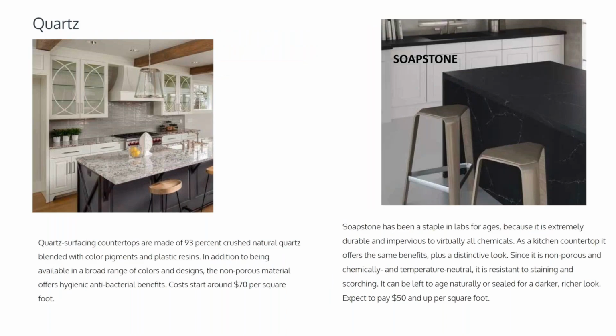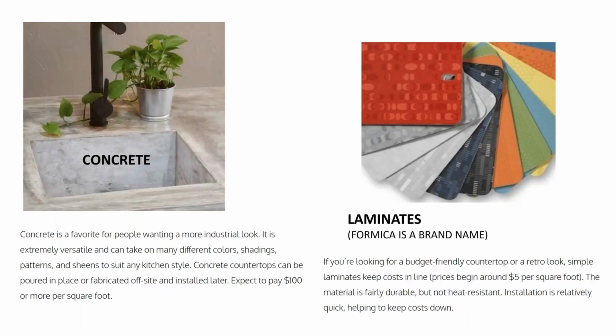There's quartz, there's soapstone. Soapstone's actually what was used in labs back when you were in high school. Concrete, oftentimes poured on site, which is kind of cool. And then laminate is the most inexpensive of all, and they've done a nice job with laminates now. They make a lot of laminate look like granite.